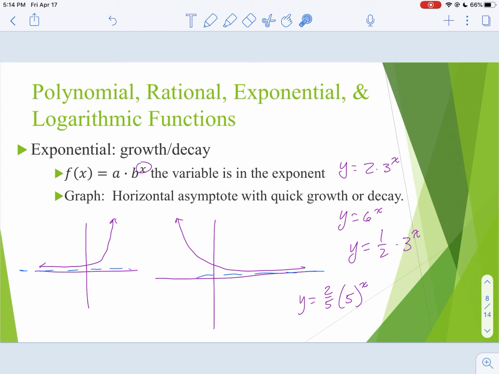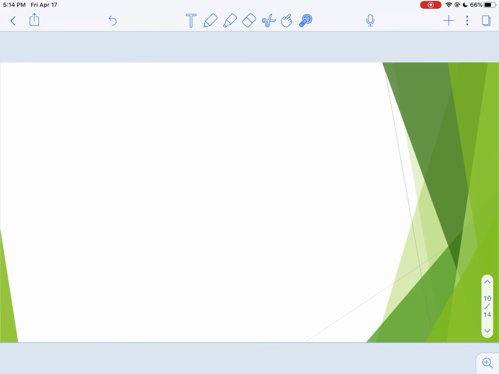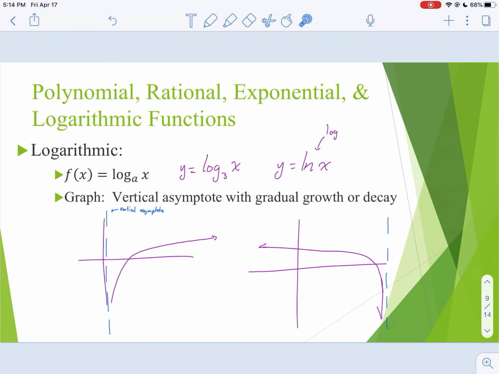I skipped one. Exponential here, the equation will have an x in the exponent, so it'll look like some of these, and it'll have exponential growth or exponential decay. The last one then is logarithmic functions. They'll have the word log or natural log in the equation, and those equations will look something like this. And so that is the kind of lecture for this section.